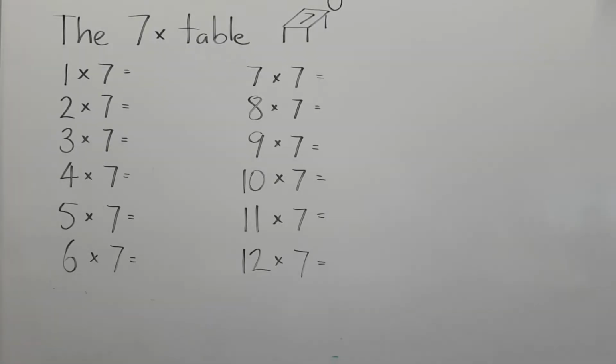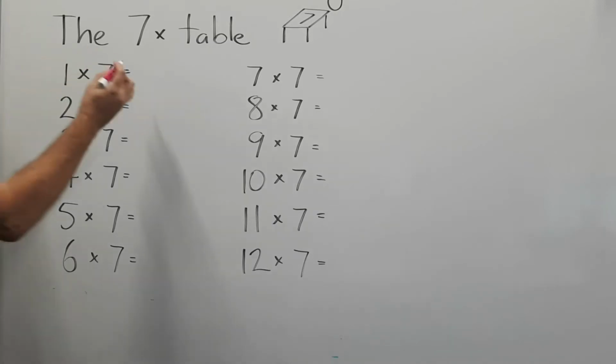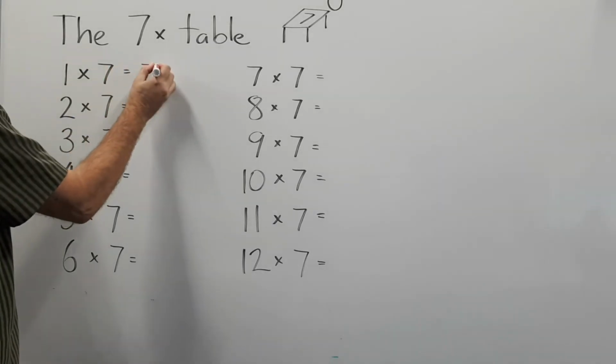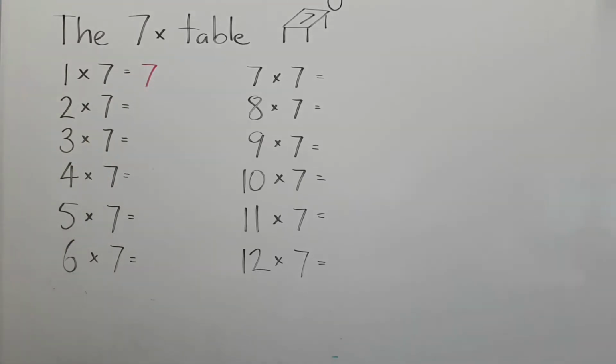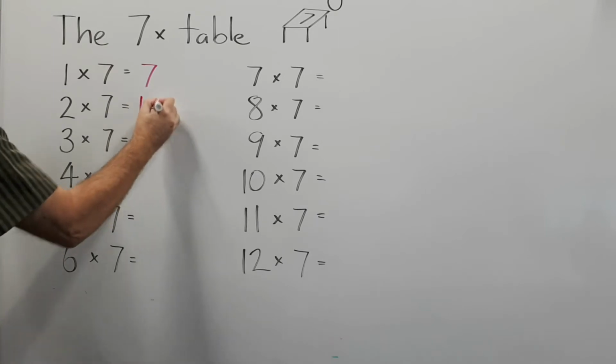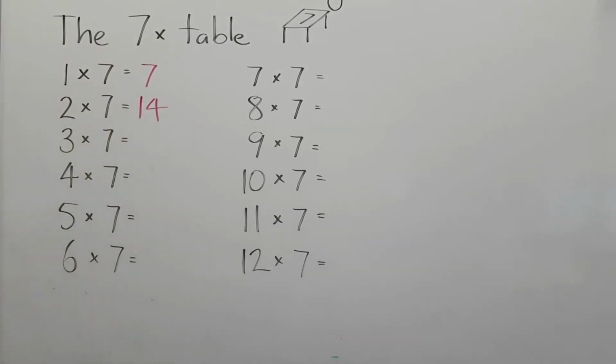We're going to look at the 7 times table. The first thing we're going to do is jot down our ones. Some of these, as you know, are going to be super duper easy. Anything times 1 or 1 times anything is its own self, so 7. 2 times 7 is 14, double, right? That's easy. It's a nice easy way that we can remember that one.